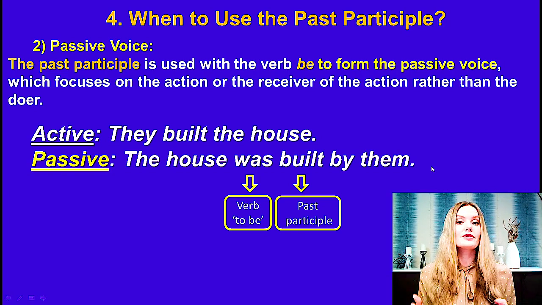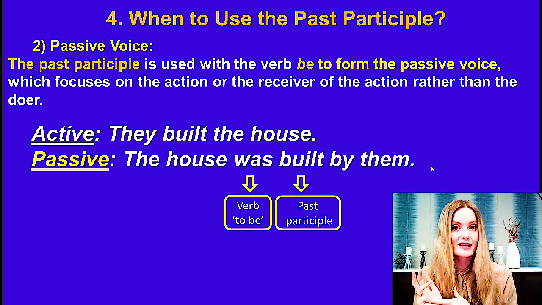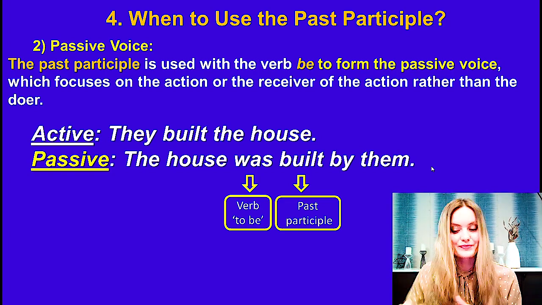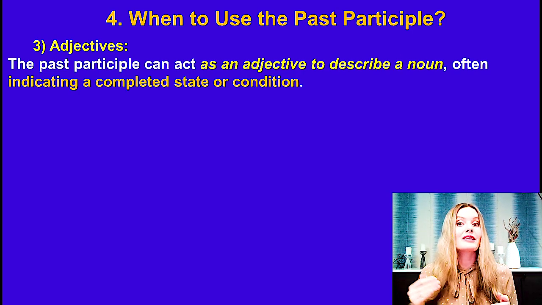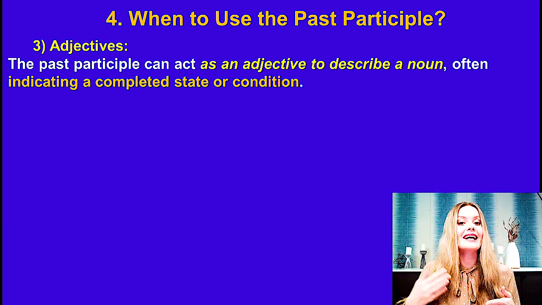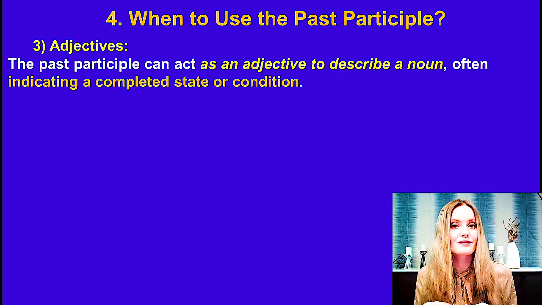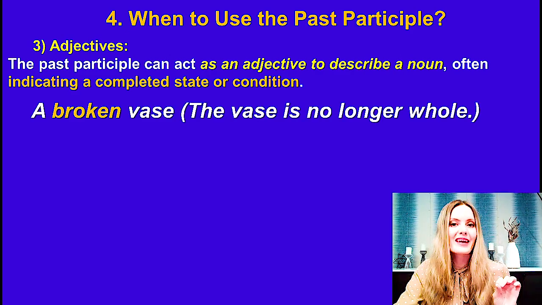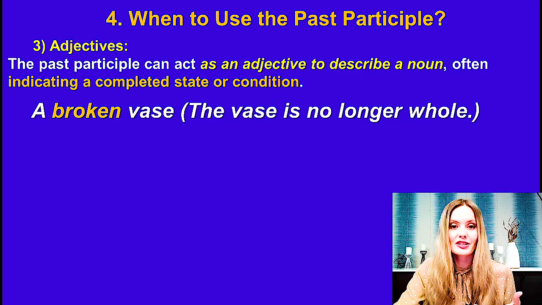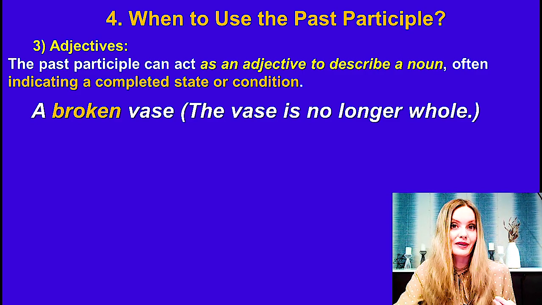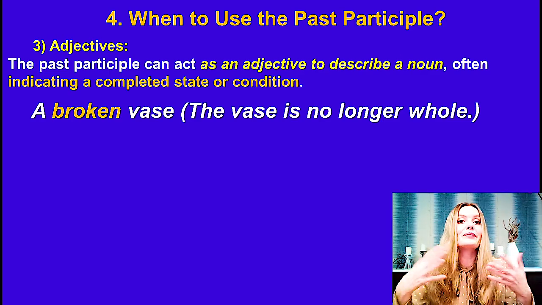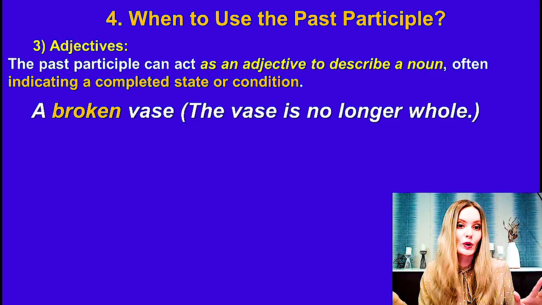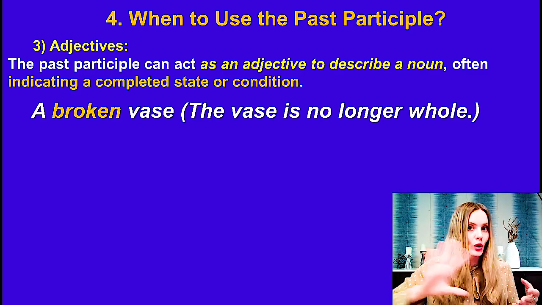So we learned that we use the past participle to form perfect tenses and passive voice. Number 3, adjectives. The past participle can act as an adjective to describe a noun, often indicating a completed state or condition. For example, a broken vase. Broken is an adjective. Also, it's a past participle. So it means the vase is no longer whole. It indicates a completed state.